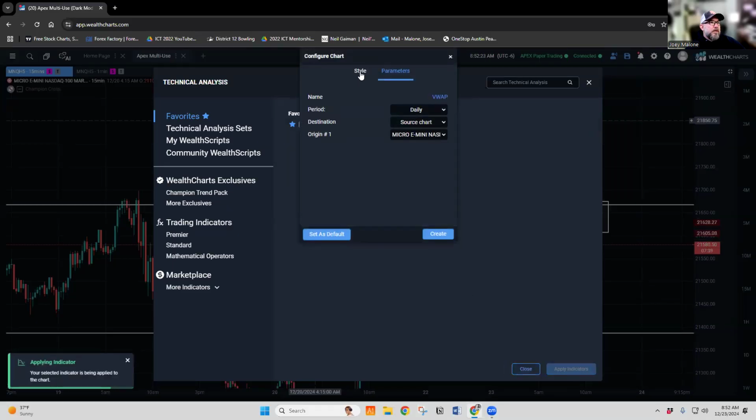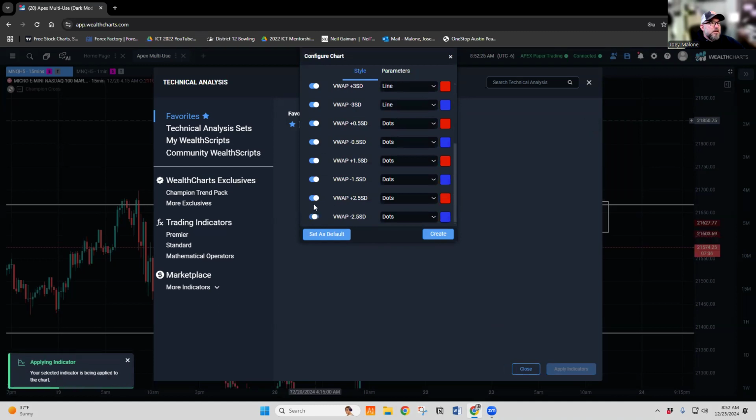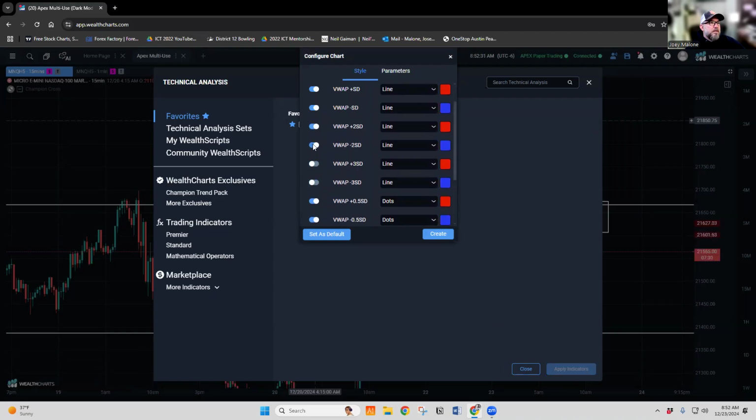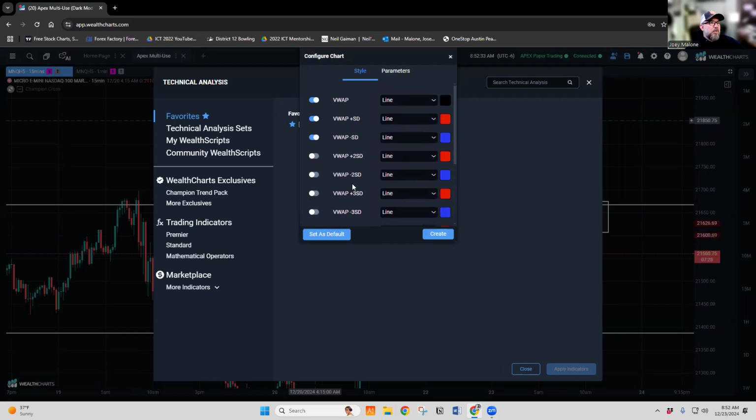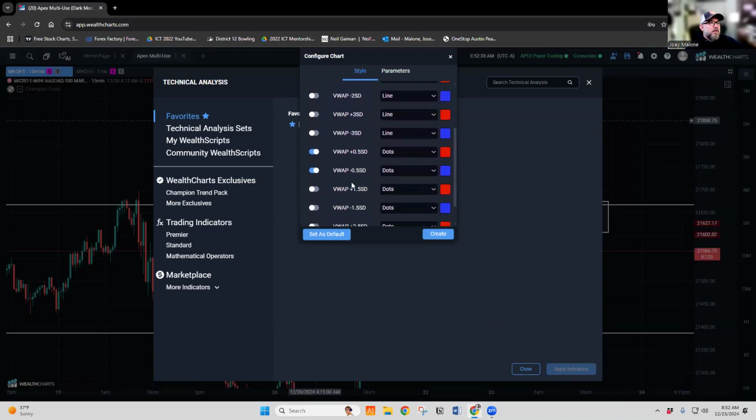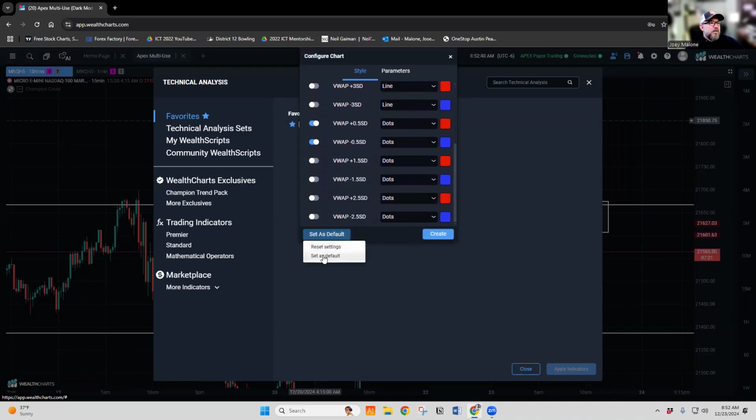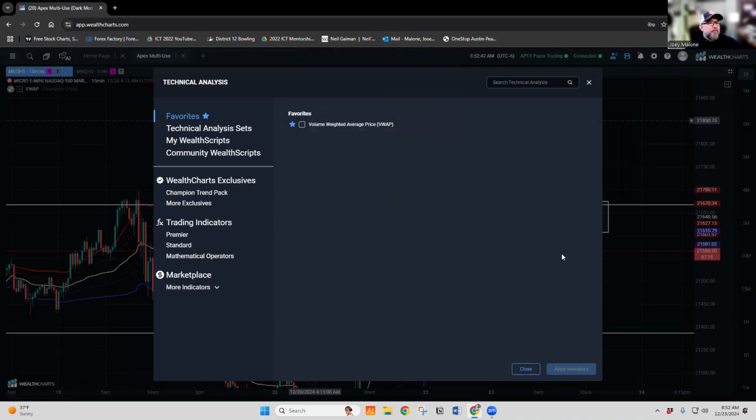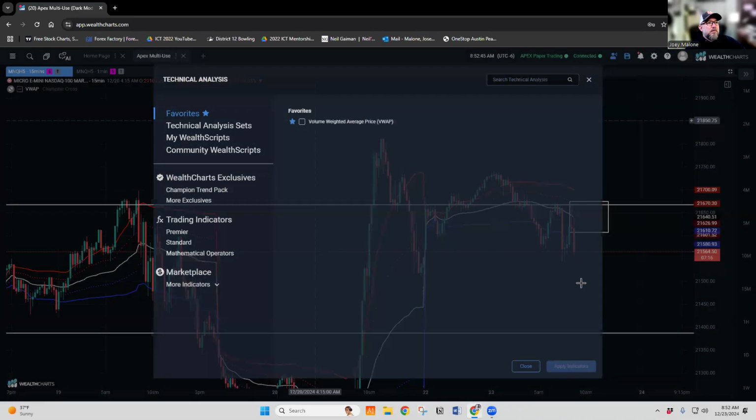Apply. I'm gonna have to go in here and change all of these because it comes in like here, here, here, here. I'll keep the two halves. I want to get rid of the threes, twos. I'll keep the ones and the halves. Yeah, set that as default and then create. There we go. All right. So there we go.